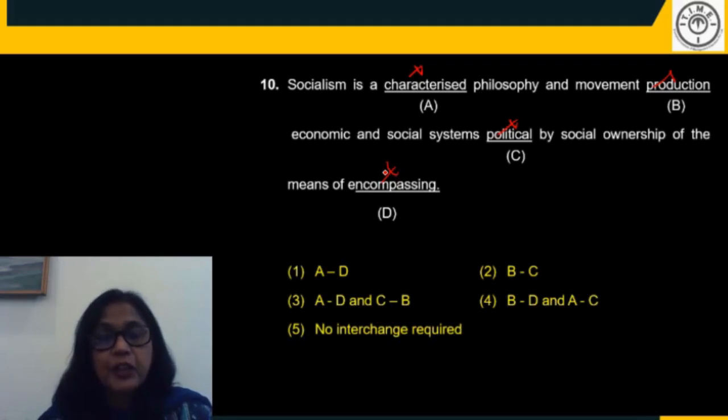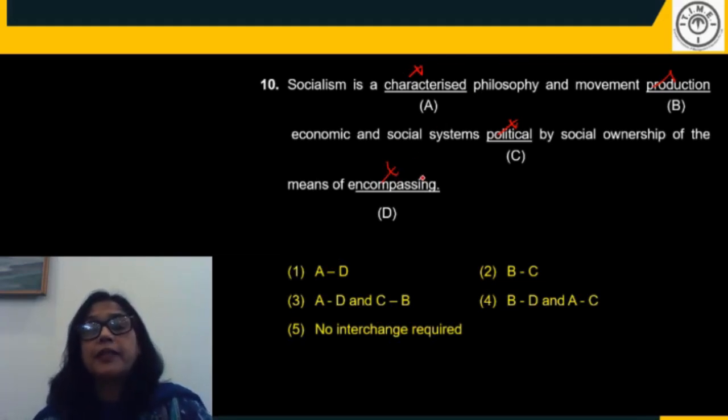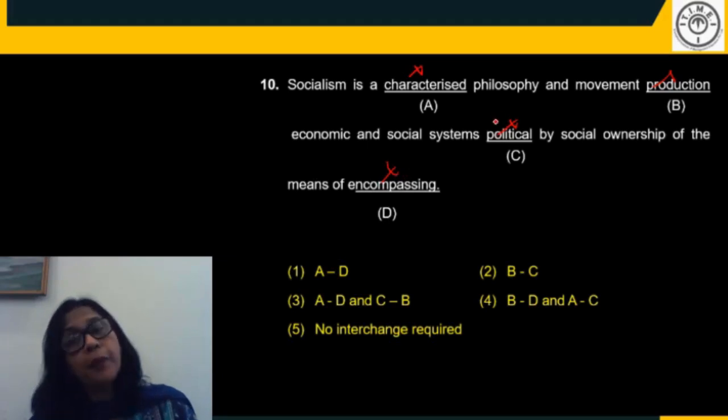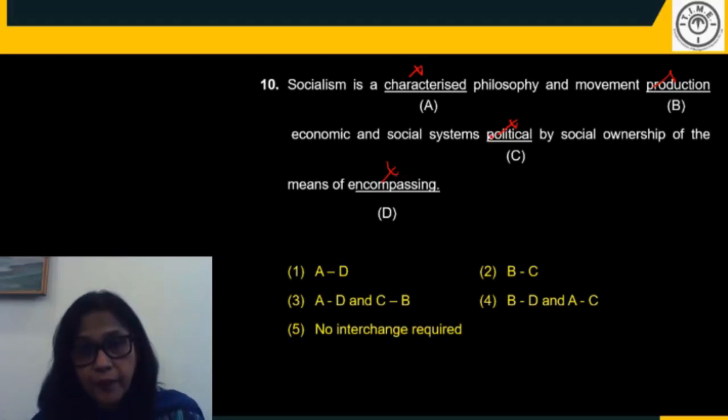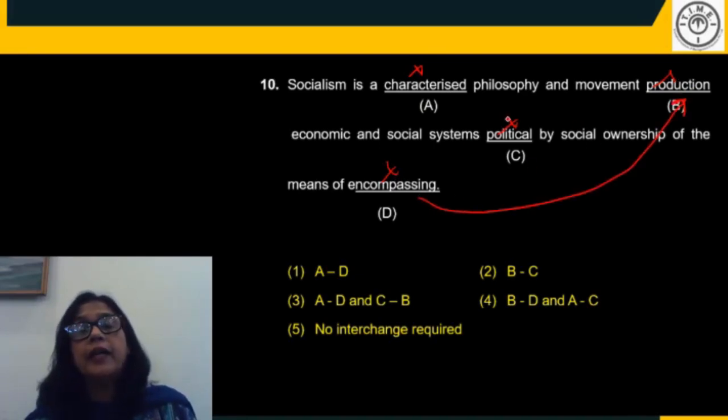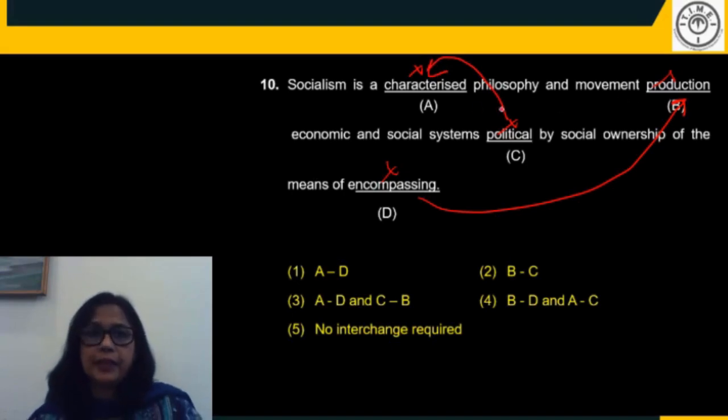Yes, the word interchange over here. Have a look. Socialism is a, how can we say it? Is a what kind of a philosophy? Can it be a production philosophy? No. Can it be an encompassing philosophy? Yes, it could be an encompassing philosophy. And it could also be a political philosophy. Right? So let's read. Socialism is a political philosophy and movement encompassing. Now encompassing means including. So the word encompassing fits better here and political fits best here.